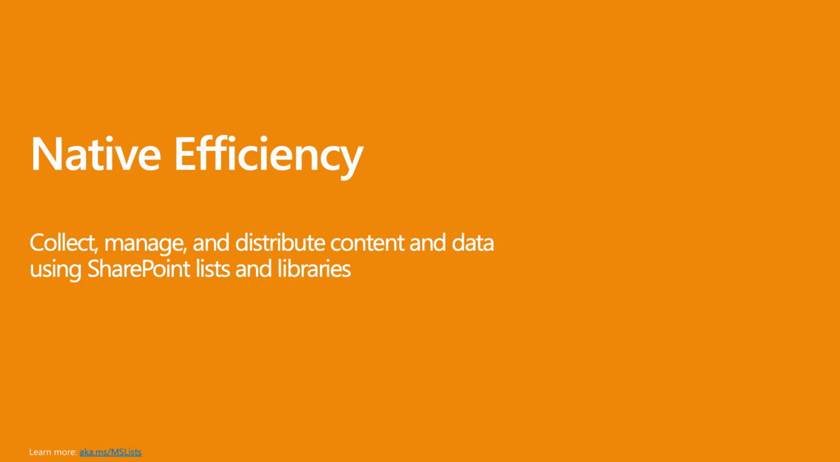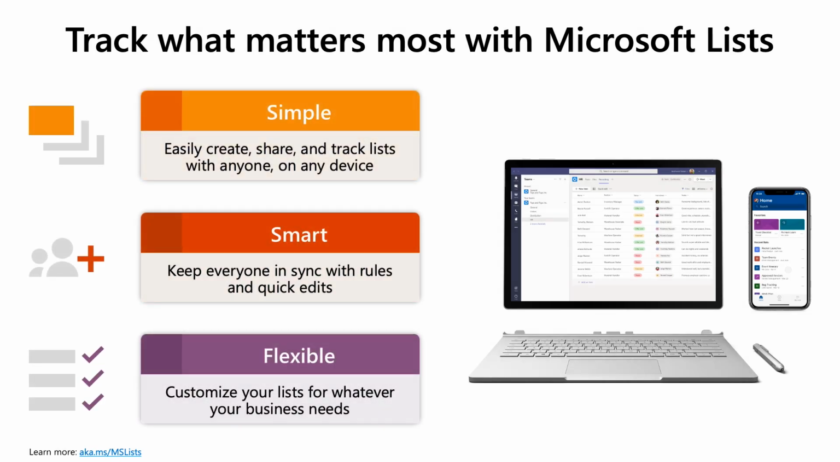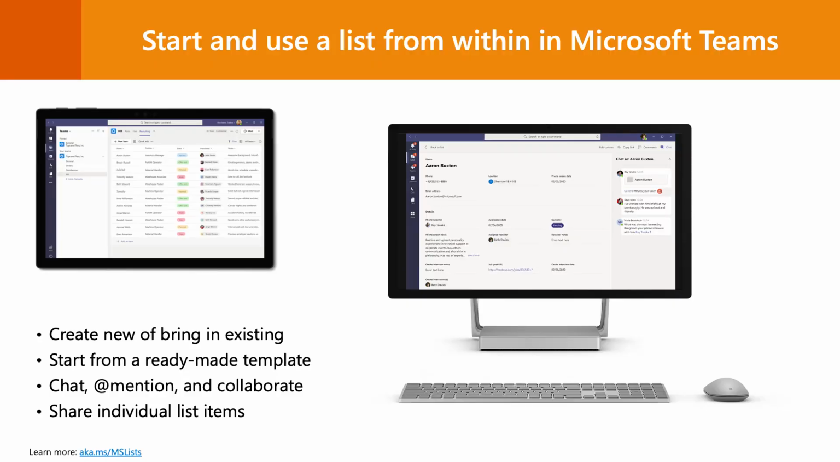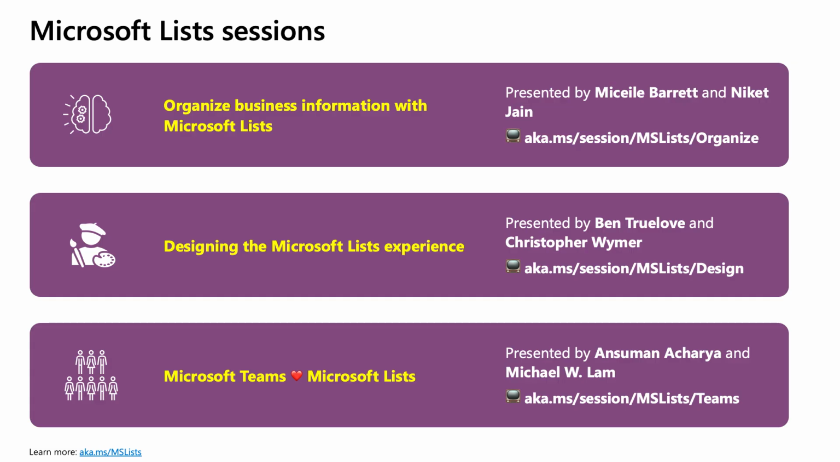As we saw before, Microsoft List is simple, smart, and flexible, giving you all the options that you want to quickly create a list of things and then keep everyone in sync and customize it the way you want. It is not only available as an app in Microsoft 365, it is also available as part of the Microsoft Teams app. So if you open Microsoft Teams, you will also be able to add and interact with lists inside your team. I'm not going to go deeper into all of these. There are other sessions that are diving deeper into each of the topics in the native efficiency that we saw about collect, manage, and distribute content. So I would highly recommend you to watch some of the other sessions that I have highlighted here to know more about what List is here to offer for end users.